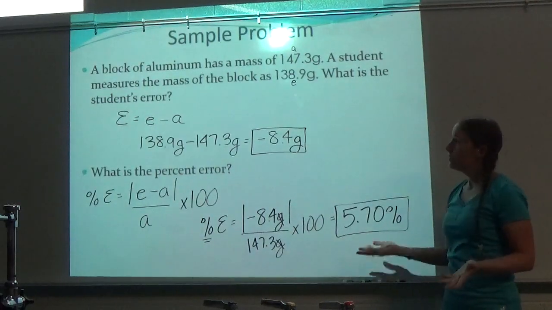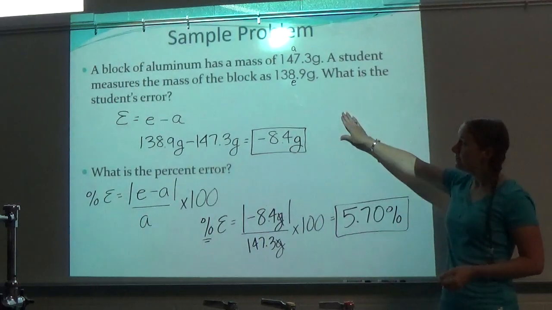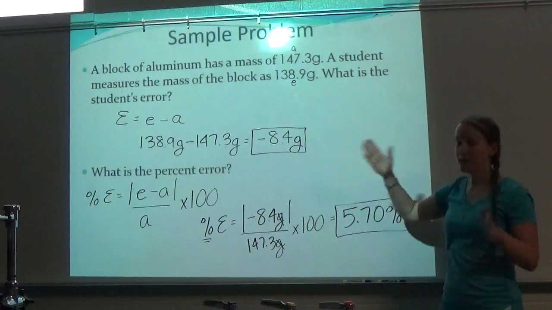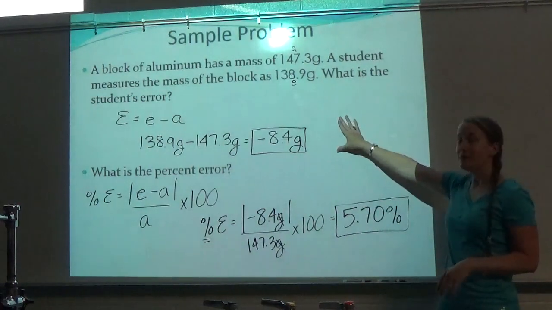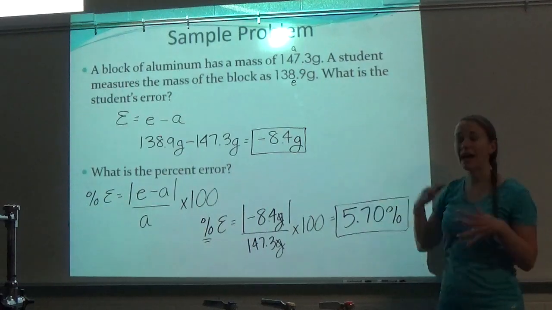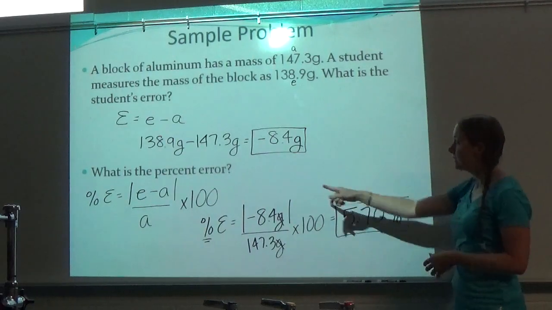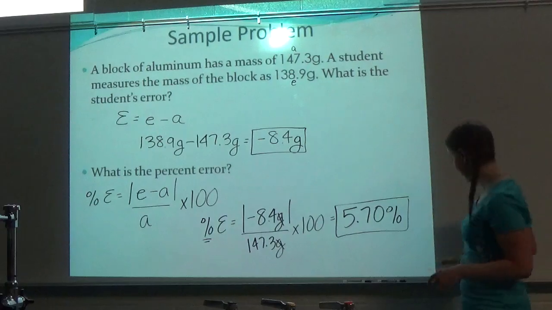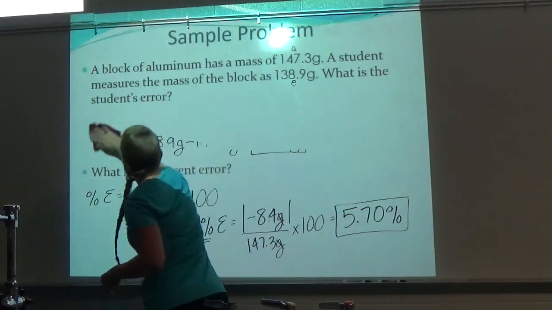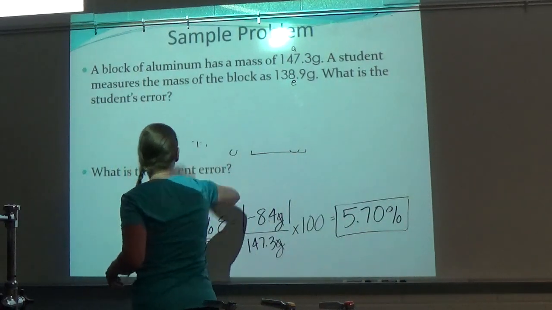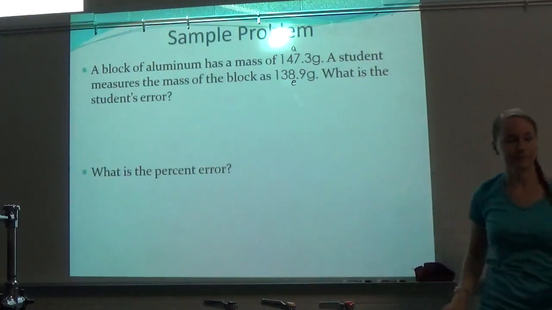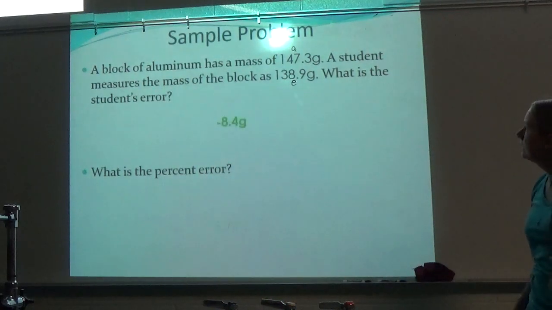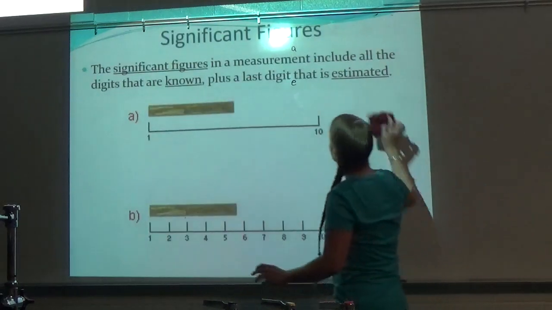All right, and so that's all you do for these. So error is just E minus A. Percent error is absolute value of E minus A over A times 100. Error can be positive or negative. Percent error has to be positive, and percent error, the unit is percent. Oh, forgot to erase my E.